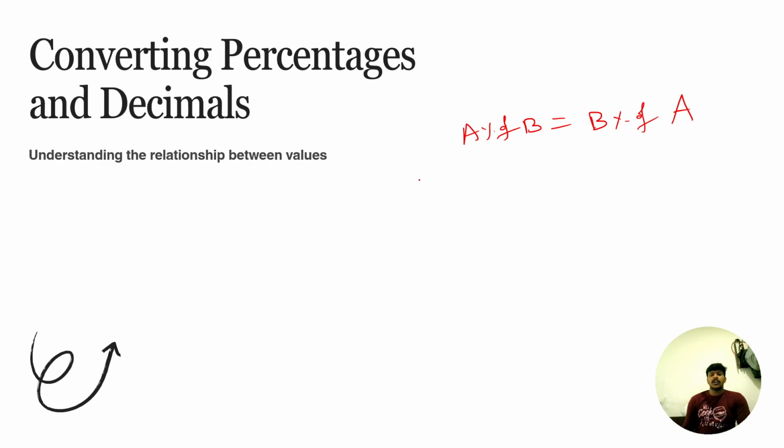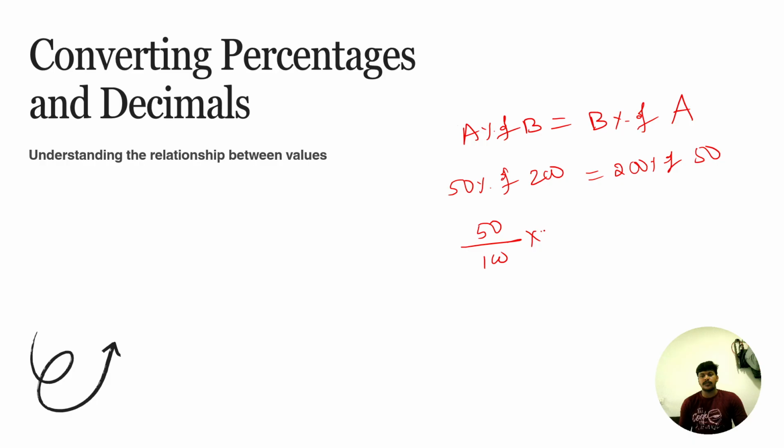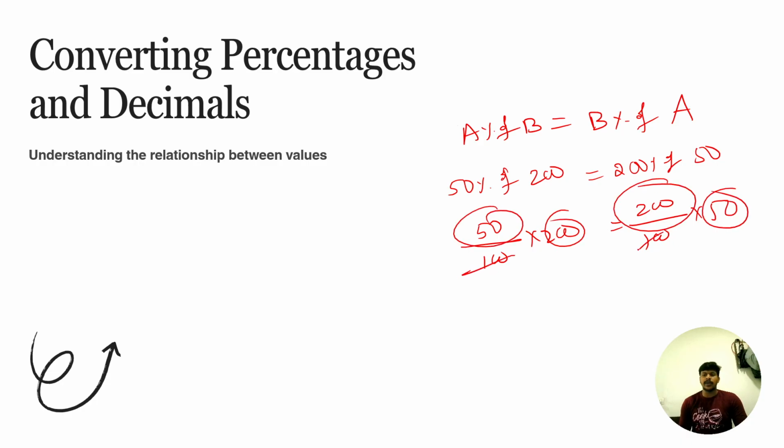For example, somebody asked me to calculate 50% of 200. 50% means what? 1 by 2. Or you can also calculate 200% of 50. Both will give you the same answer. Why? See, this is how you are going to write 50% of 200. Then how you are going to write 200% of 50? Like this. If you observe, 50, 200, 50, 200, by 100, by 100. You will get exactly the same answer.